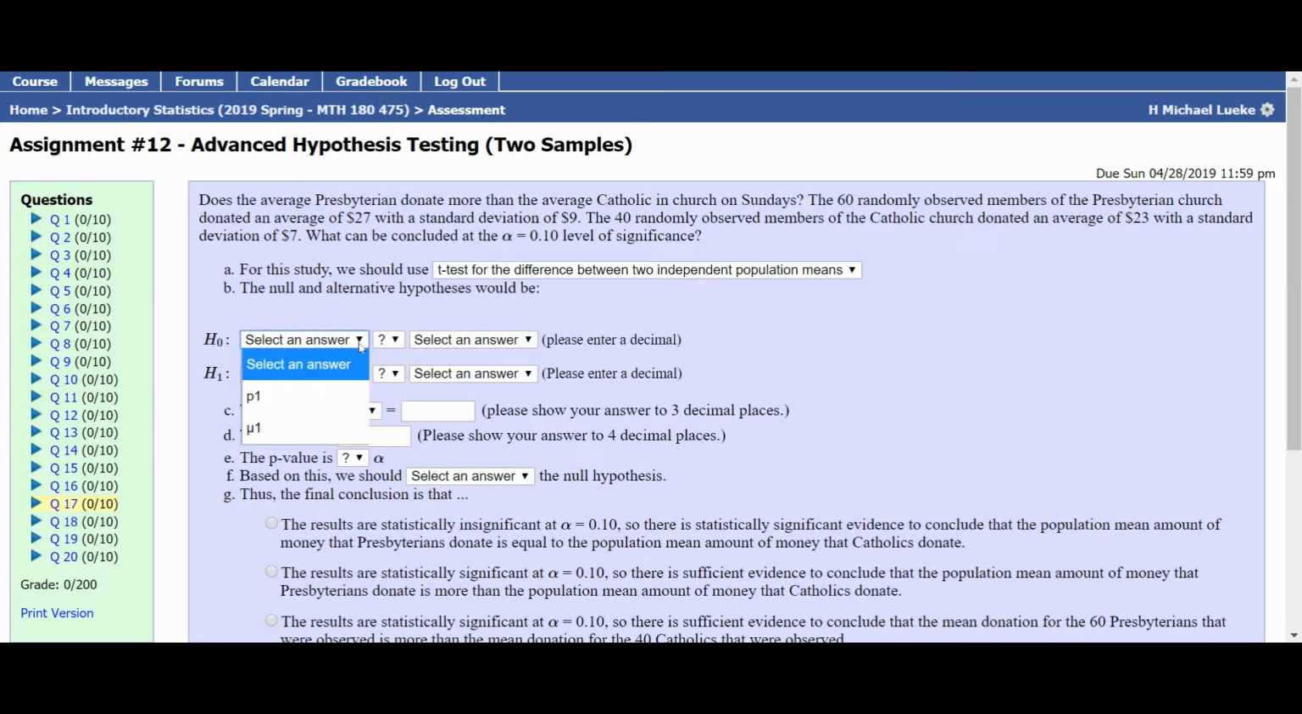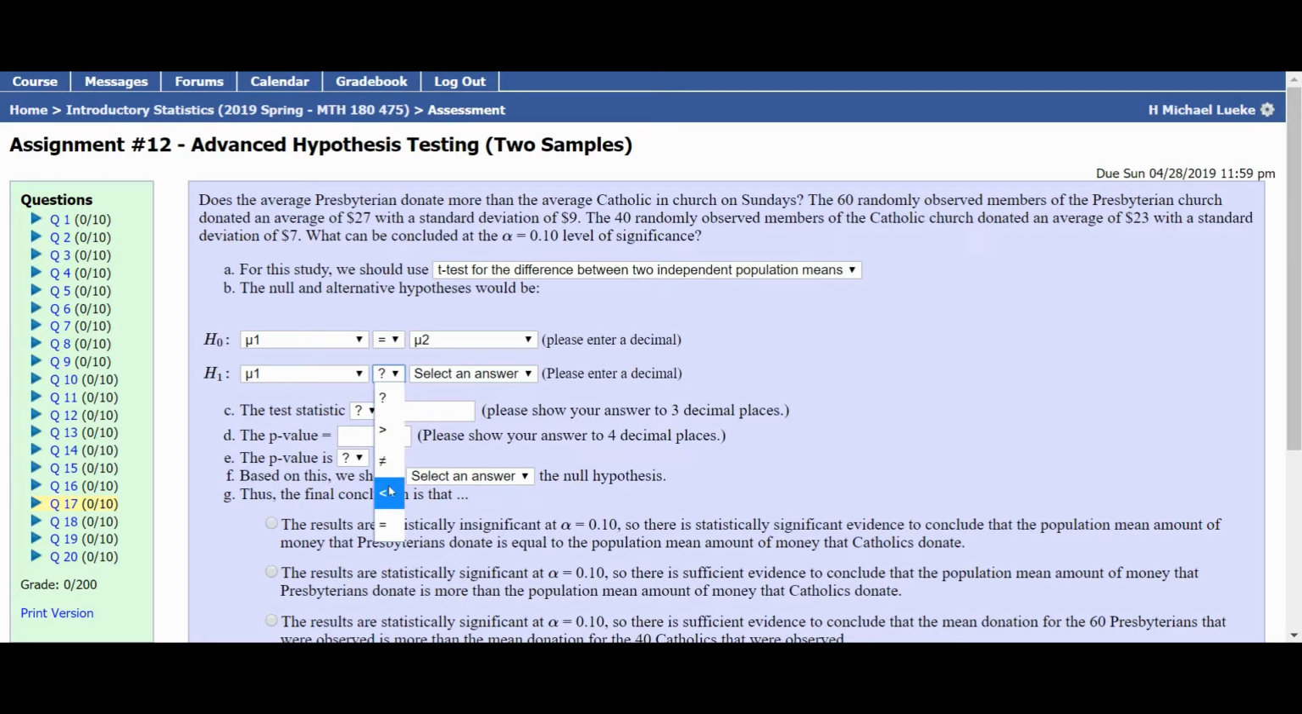So it's going to ask us about our null hypothesis. These are about means. So we're going to ask, are these means equal to one another? We're choosing mu instead of p because p stands for a proportion or a percentage. And the null hypothesis is going to be, now notice this question says, does the average Presbyterian donate more?